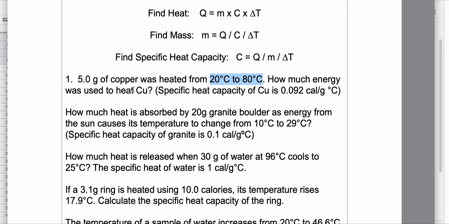How much energy is used to heat the copper? And then they give us the specific heat capacity of copper right there. That is the C value up here in the formula. So all you have to do to find the heat, how much energy, we're using this formula right here. You're going to take, on your calculator, mass times the heat capacity times the change in temperature, which is 60. Do that calculation, show your work, and put it down on a piece of paper. You can pause and finish the work and then come back for number 2.